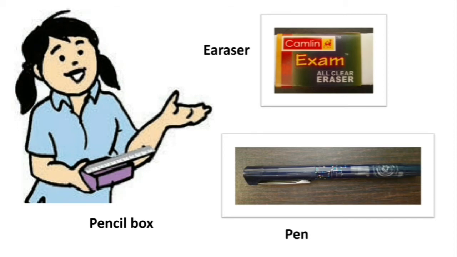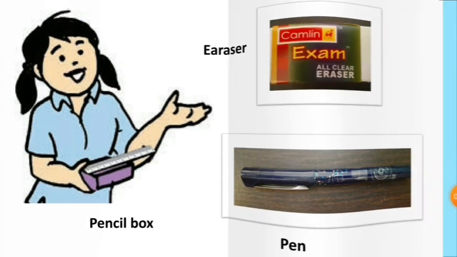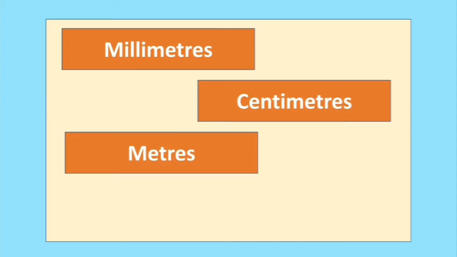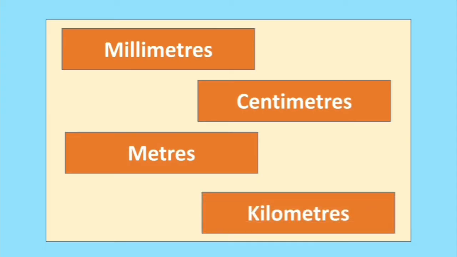in centimeters. Children, a centimeter is a unit which is used to measure smaller lengths. Children, we make use of standard metric units to maintain accuracy in measurement. The standard units to measure length are millimeters, centimeters, meters, and kilometers. We measure short lengths in millimeters and centimeters, and long lengths are measured in meters and kilometers.